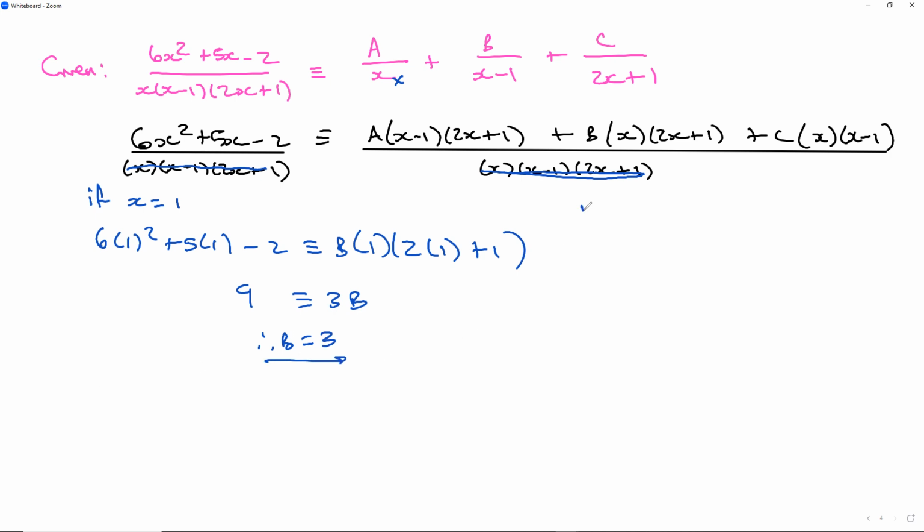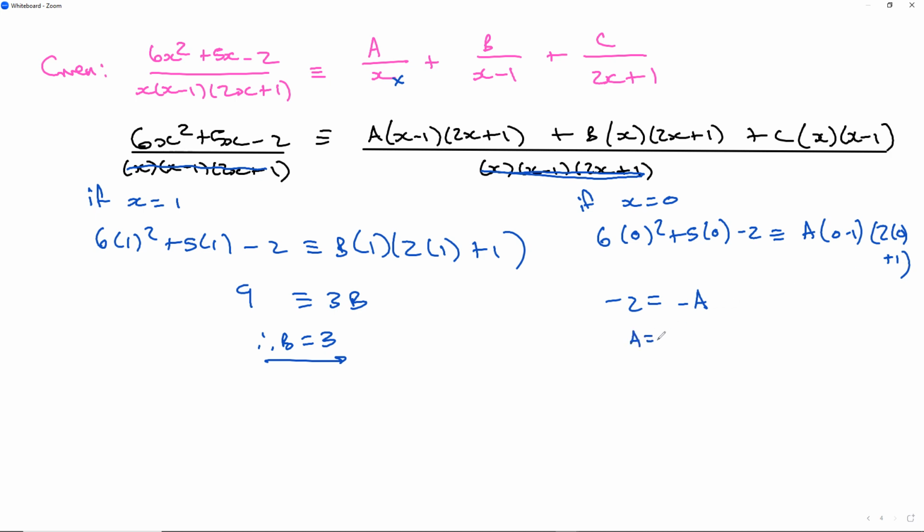Let's go now to the next one. If x is equal to 0, then these two disappear. So I'll have 6 times 0 squared plus 5 times 0 minus 2 equal to A times 0 minus 1 and 2 times 0 plus 1. So that's going to be negative 2. That's going to be negative A times 2 times 0 plus 1, which is just 1. So just negative A, and so A equals 2.